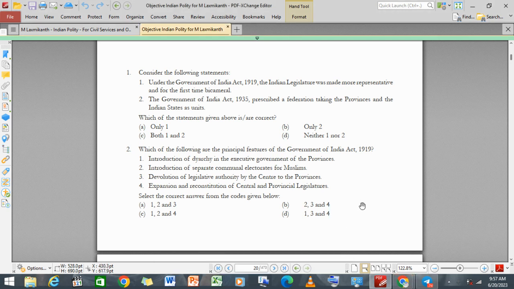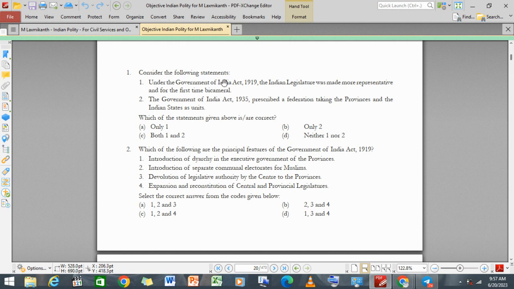So, hello everyone. Today we will do objective Indian polity of Laxmikant, and these are the questions. The previous lecture was all about the historical background, and in this lecture we will do the questions of historical backgrounds. All right. So let's move forward.